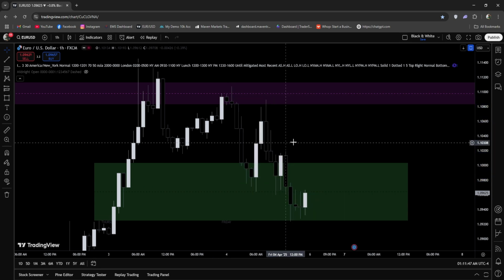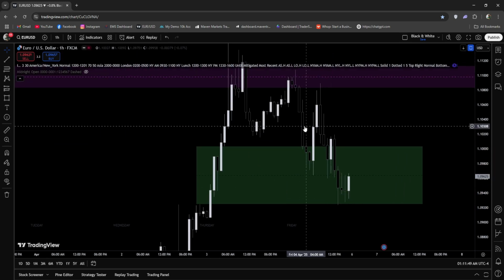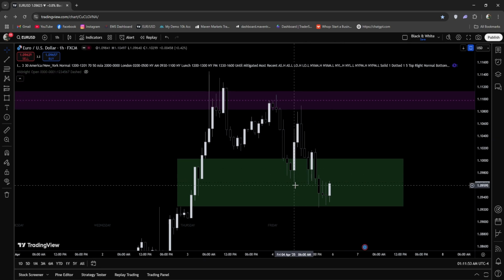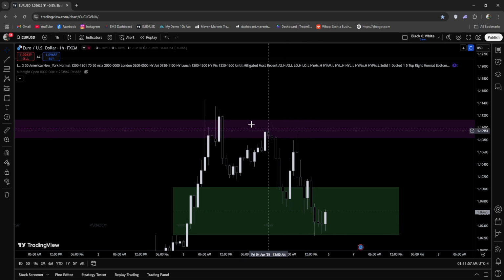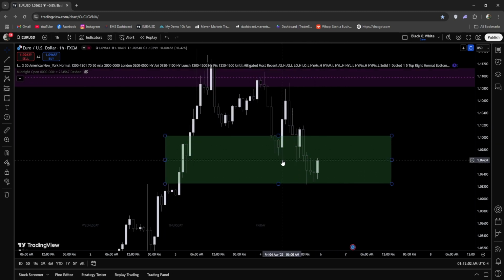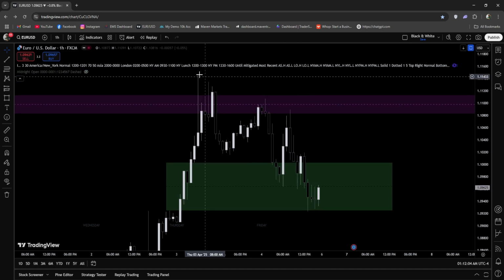And then after that, it was actually Friday, so why don't we go up from this point over here? Why don't we go up and take this high? Why? Because we just respected the consequent encroachment of this candle. Then why don't we take this high?